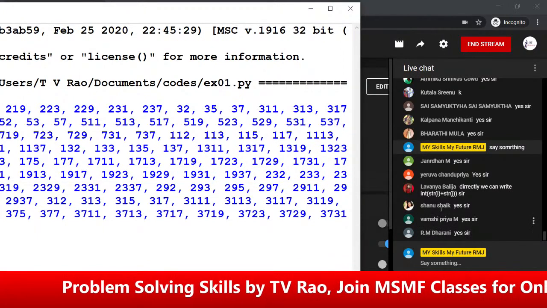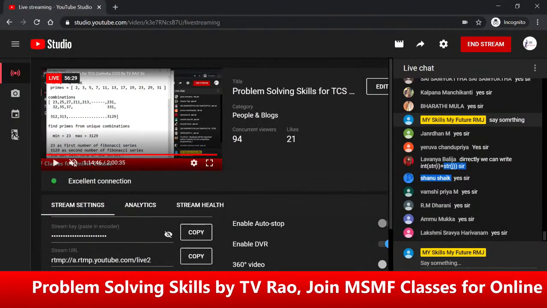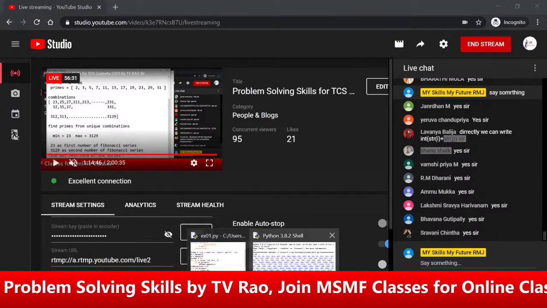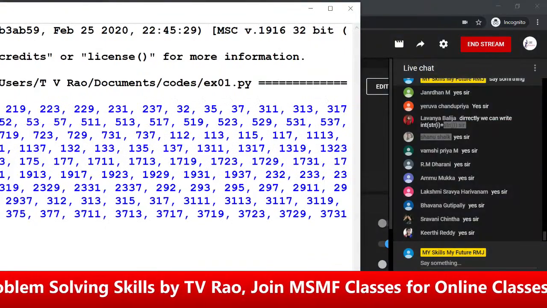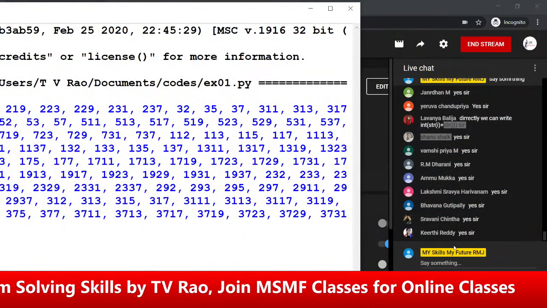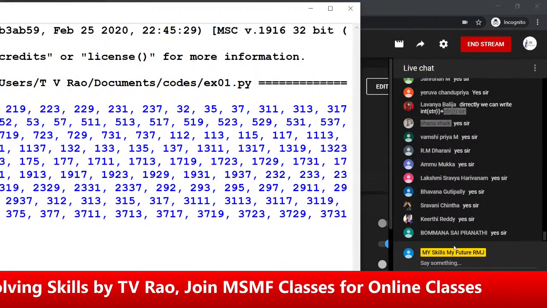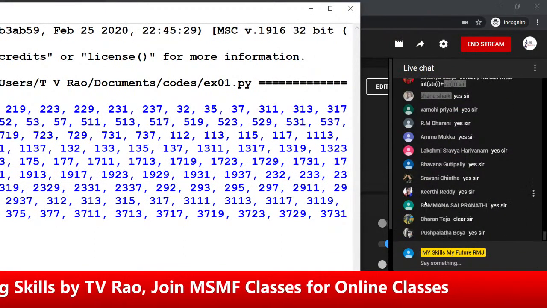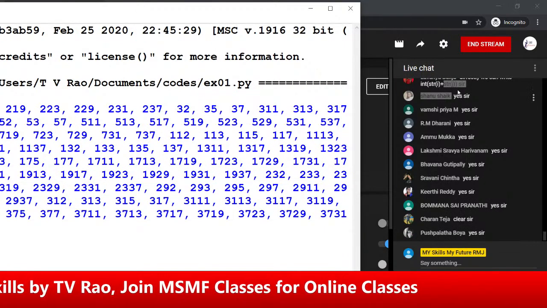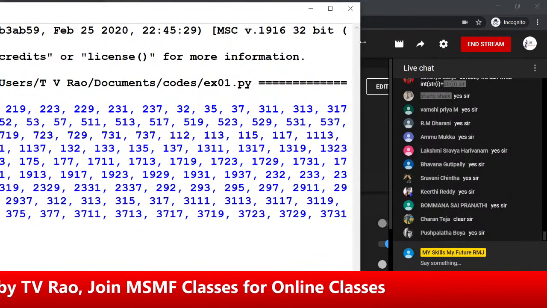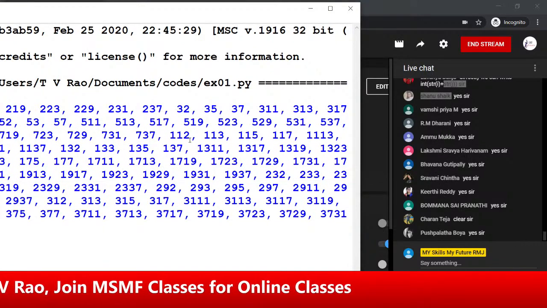So you can map also, Lavanya. This is one way, and whatever I did is another way. You can do in both the ways. Miss Lavanya, is this clear? Lavanya asking you. Okay. So we got all the combinations.